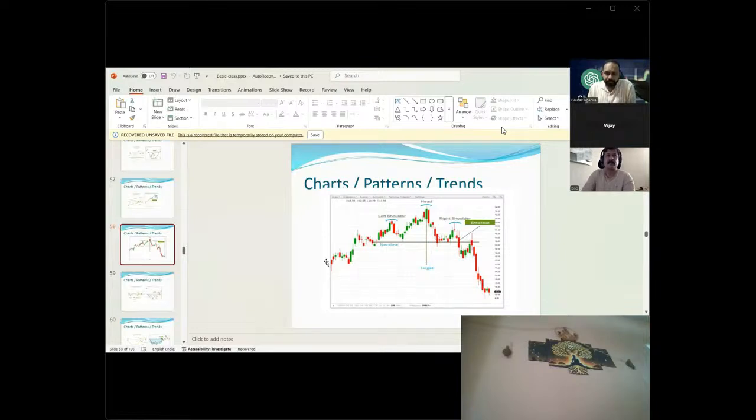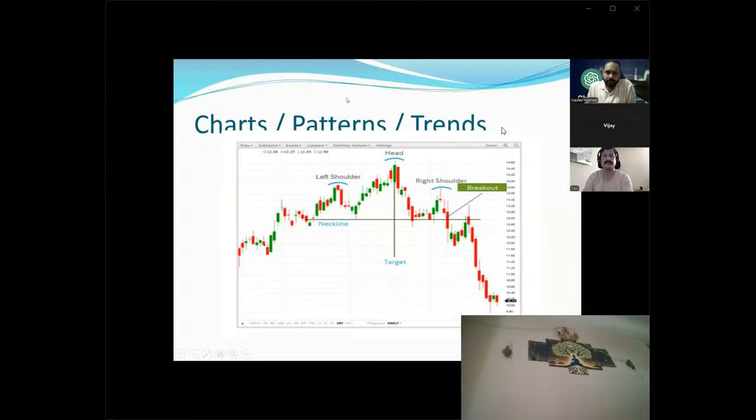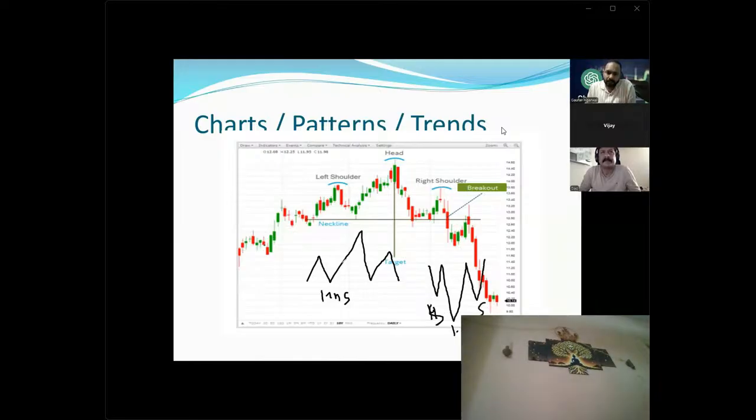You can see my screen, right? So the head and shoulders will look like this. Shoulder, head, and shoulder. This is a head and shoulders. And similarly, we have inverse head and shoulders. Two shoulders and one head. Here also we have two shoulders and one head.